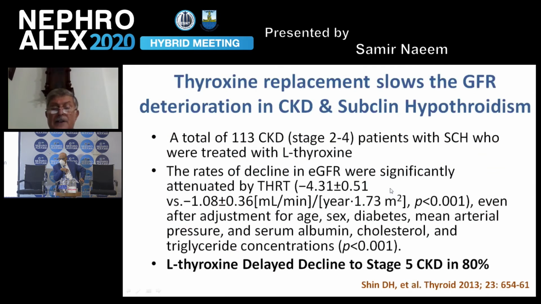In another study published by Shin and his colleagues, he studied 13 patients with chronic kidney disease, and they gave them thyroxine in small dose in patients with subclinical hypothyroidism, and they found that the rate of decline in GFR was much attenuated. And they found that giving thyroxine in small dose, even in patients with subclinical hypothyroidism, will lead to a decline in the progression to stage 5 in 80% of the patients with stage 2 to 4.